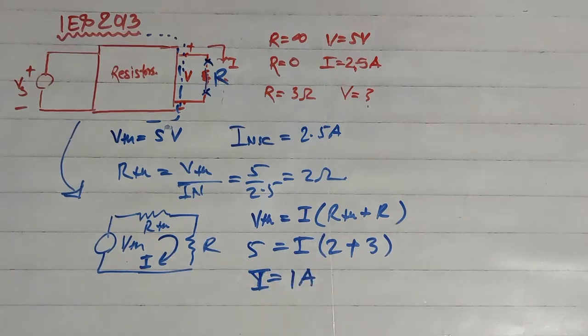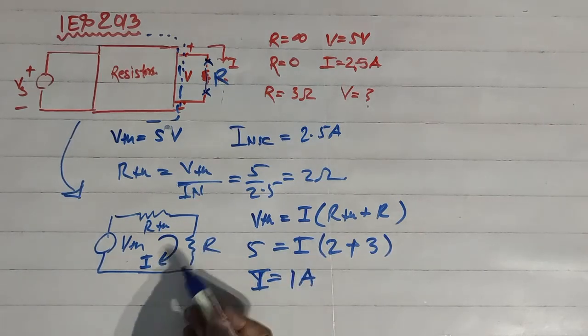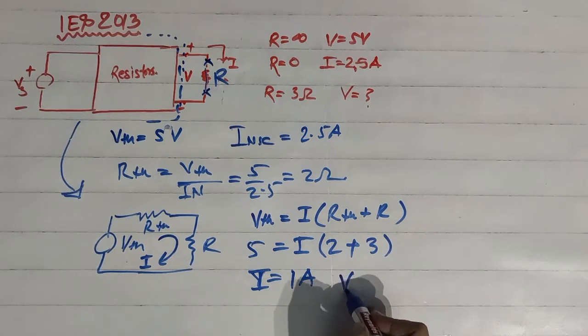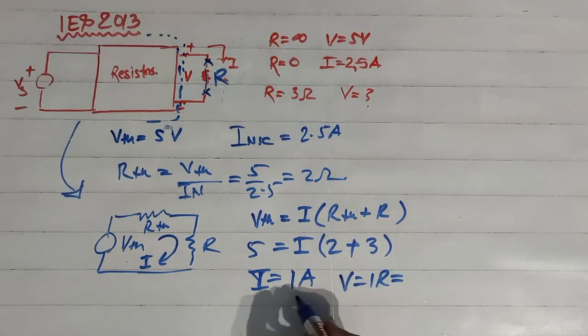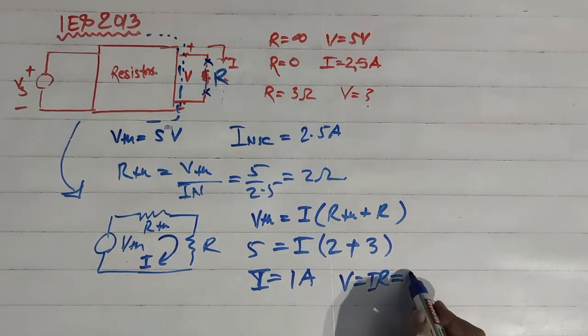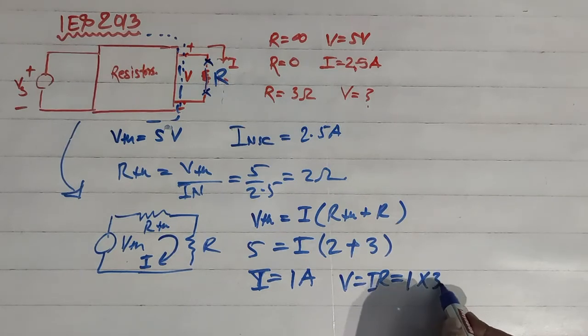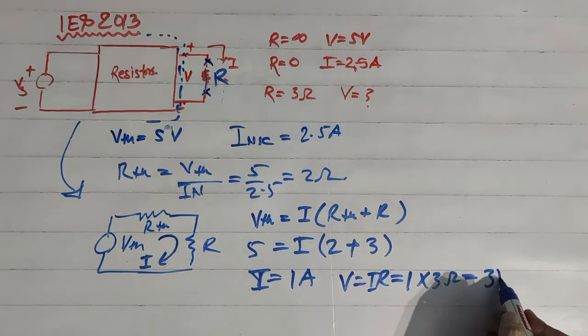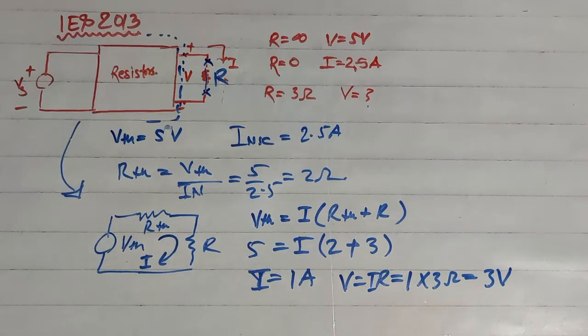Now what is the drop across this resistance? That V is equal to IR. I have calculated I, that is equal to 1 ampere. R is 3 ohm. So that's why it is equal to 3 volt. So the answer is this 3 volt.